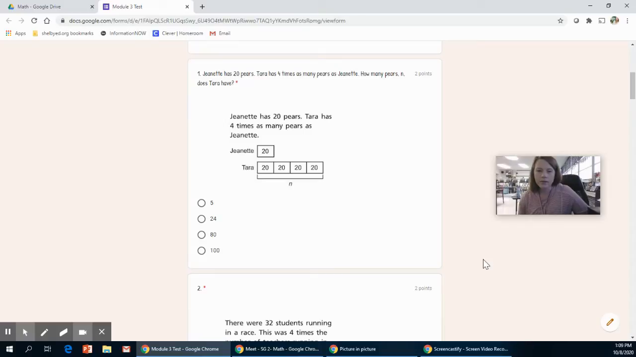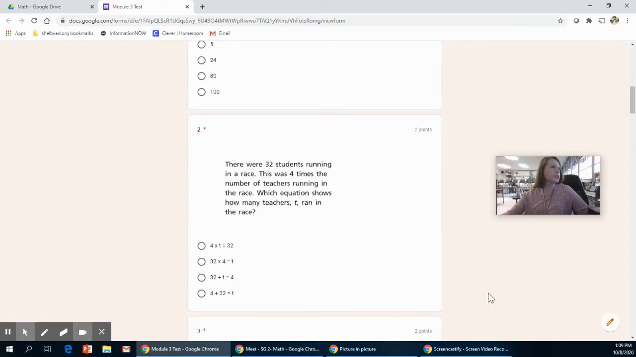Okay. Everybody put your hands on your shoulders when you're ready to move on to number 2. All right, number 2. There were 32 students running in a race. This was 4 times the number of teachers running in the race. Which equation shows how many teachers ran in the race?